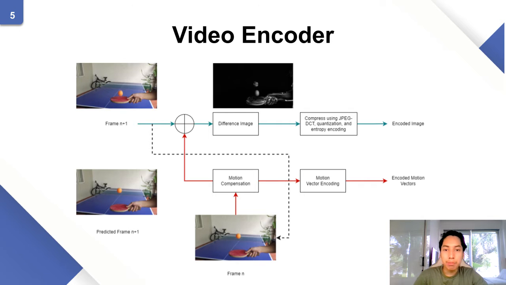Let's now see the full process of the video encoder. First, frame n will be taken for the motion compensation process and it will also be used for subtracting the next frame, which is frame n plus 1, to produce the difference image or residual frame. The residual frame will be compressed using JPEG DCT, quantization, and entropy coding, so it will produce the encoded image. In the bottom process, the motion factors will be encoded to produce the encoded motion factor.